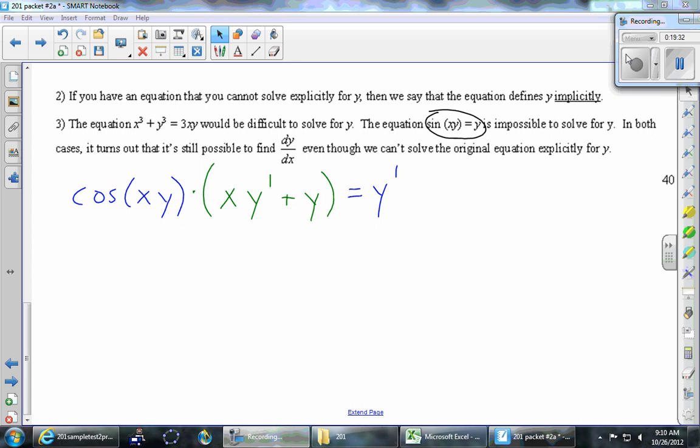Okay, so I've written what I got on the smartboard. So this is a sine of stuff. It becomes cosine of stuff. So that's the first part in blue, and then times the derivative of the stuff. The stuff is xy. What rule do we need to use for xy? That's a product rule. So we use the product rule first times derivative of the second.